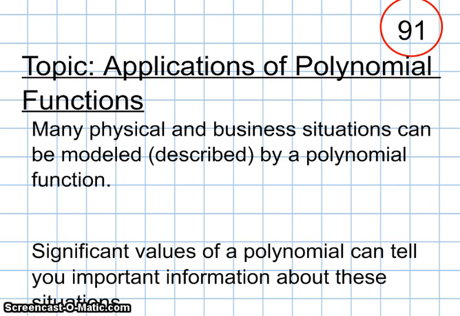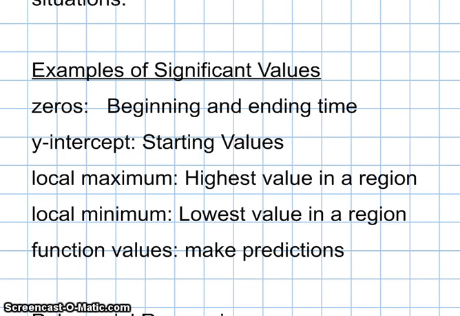So what are these values? Why are these values so important? Finding the values of the zeros of a polynomial can indicate the beginning and ending times if you have a graph that is time versus distance. So the zeros mark when the situation started and when it ended. The y-intercept can also be the starting value, the local max can be the highest value in a region, and the local min can be the lowest value in a region.